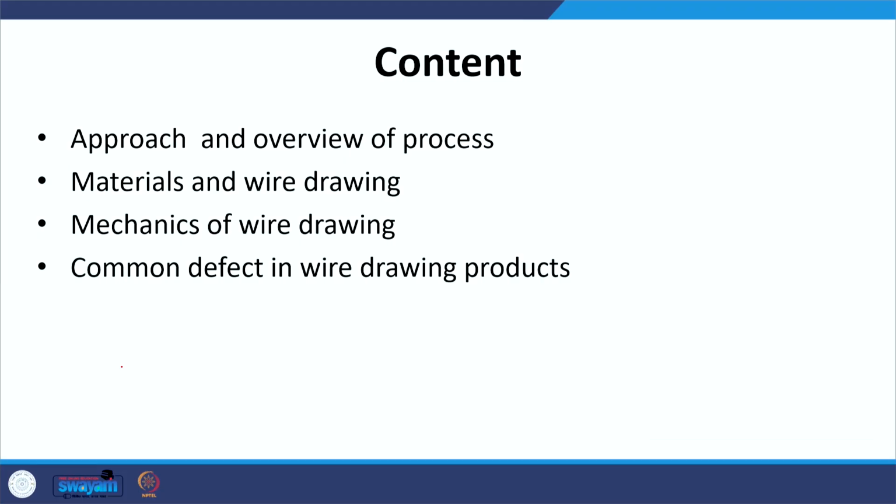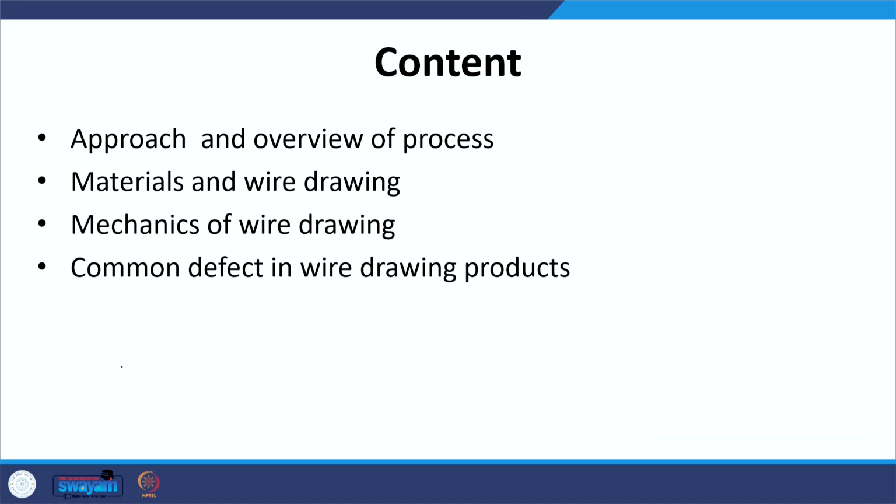As far as the content of this presentation is concerned, we will be talking about the approach of the process and the overview in general, like what the process approach is, how the material is affected, and how it can be done effectively to speed up the process for enhanced productivity and producing wires free from defects. The second one is the material and the wire drawing process. So, how the material properties will affect wire drawing, or how wire drawing will affect the mechanical properties of the wire which is being produced.